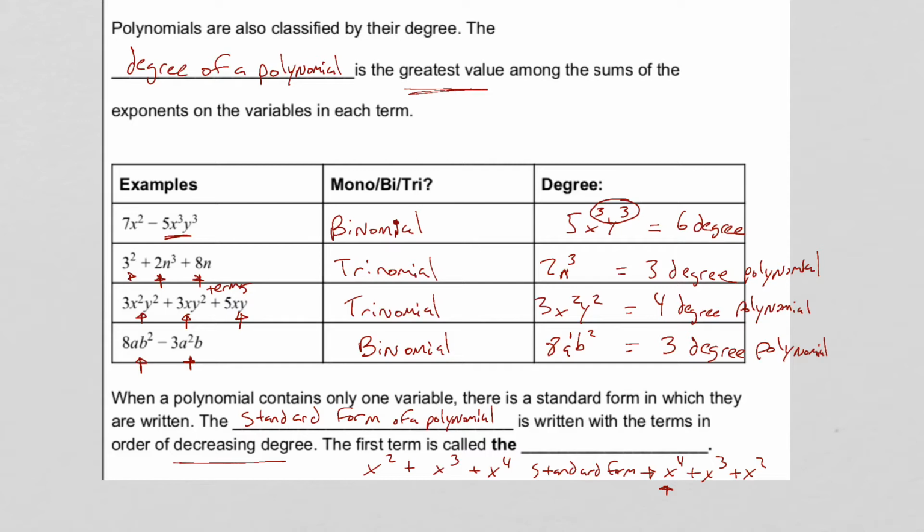So the first term is called the leading coefficient. And the leading coefficient in this example would be 1, right? It's 1x to the fourth. So you're going to have some more examples to make sense of all this. Give you a moment to write all this down.